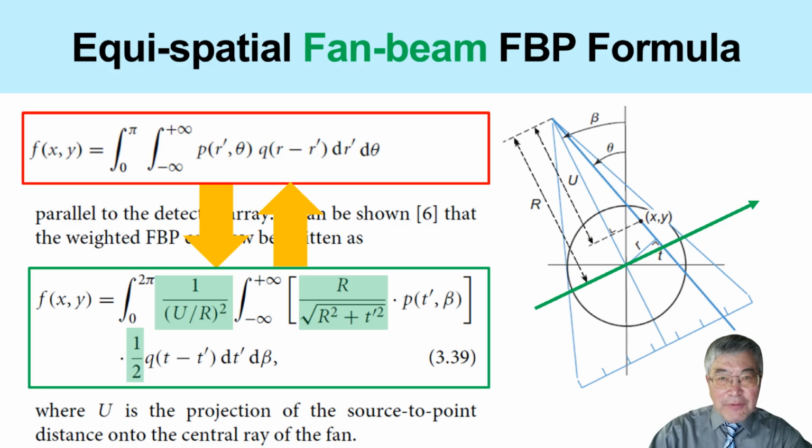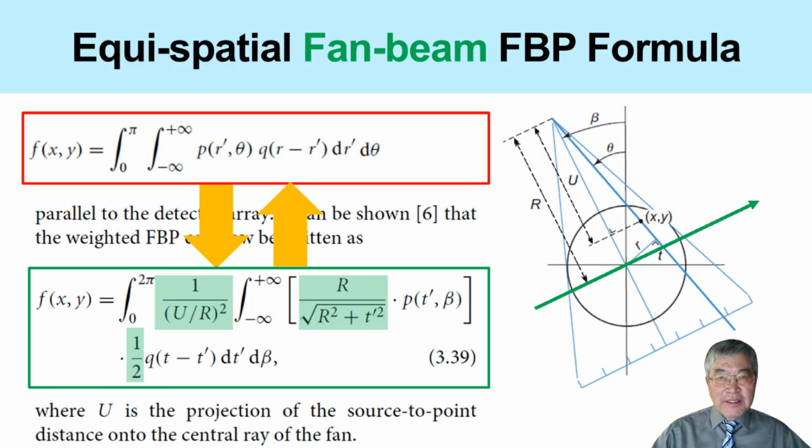The exact derivation of the fan beam formula can be a little tedious. So instead of going through every algebraic step, let us understand it heuristically. On this slide, we compare two formulas. The red box shows the parallel beam FBP formula. The green box shows the equispatial fan beam FBP formula. The most important difference is that the fan beam formula has several extra weighting factors. These are highlighted in green.